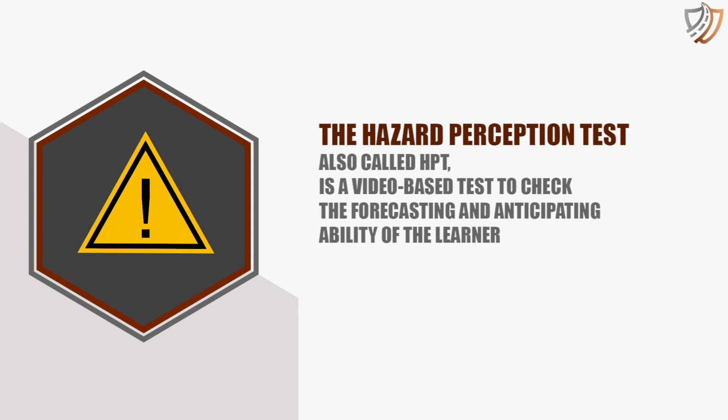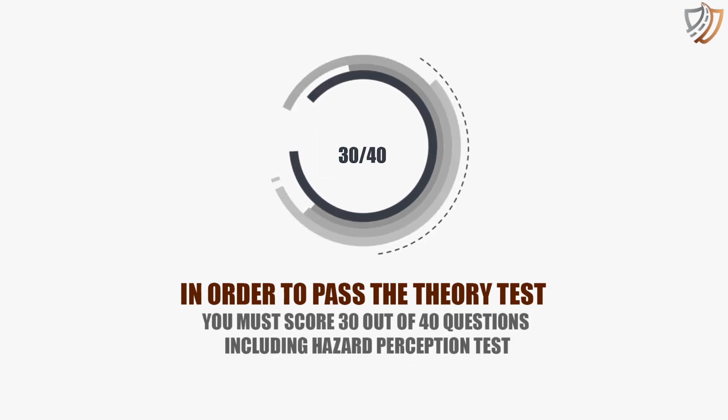The Hazard Perception Test, also called HPT, is a video-based test to check the forecasting and anticipating ability of the learner. In order to pass the theory test, you must score 30 out of 40 questions, including Hazard Perception Test.